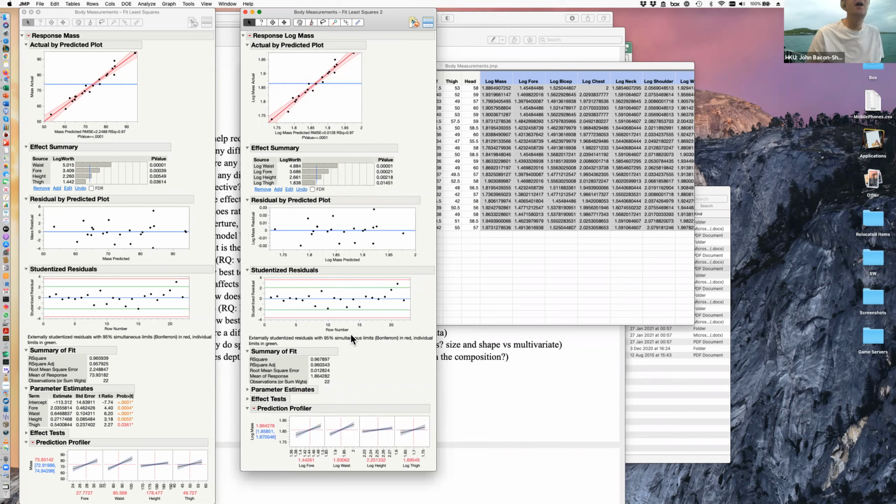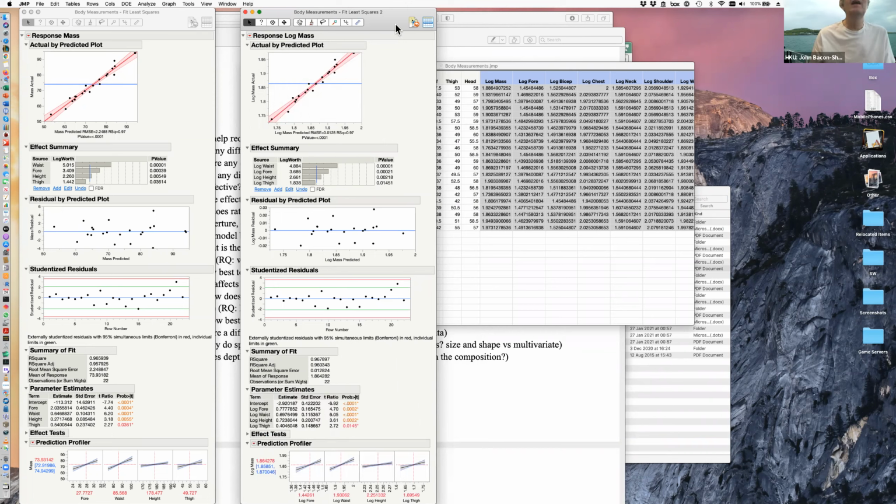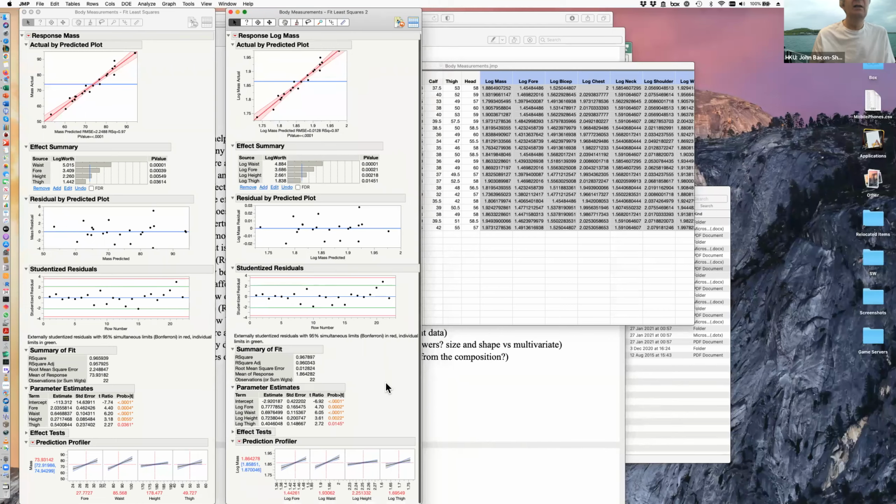So what's the advantage of this one? The advantage is I can look at the parameter estimates and interpret these. This is telling me that the coefficients of log forearm, waist, height, and thigh are all between 0 and 1. Right? So if I think about it, implicitly, if I only had 3 of these, I would expect the coefficients to add up to about 3, right?